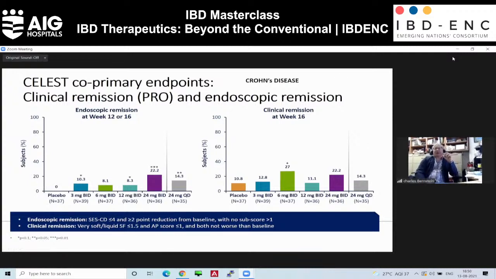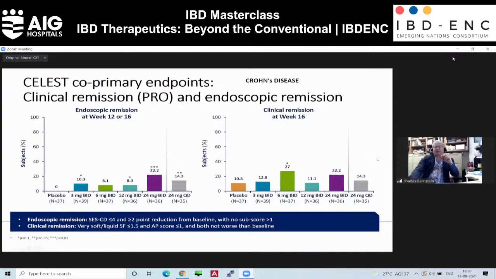These are some data in Crohn's disease. Tofacitinib is not available in Crohn's disease. It's only been studied fully in UC and approved in UC, but some of the newer JAK inhibitors are going to be available in Crohn's disease. And again, we see 24 BID, which is 48 milligrams, comparable to 45 milligrams in UC.